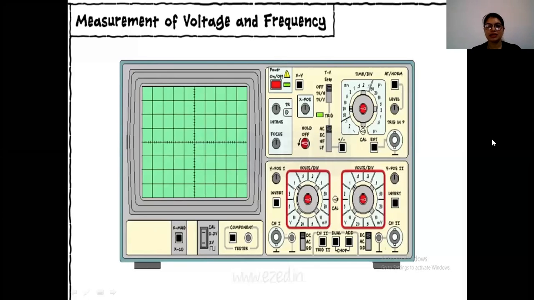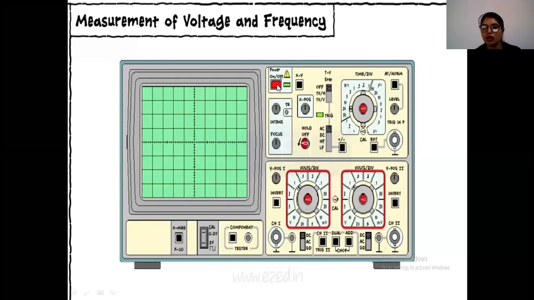As in the last lecture, we have discussed the function of CRO and the function of CRT. Today we will discuss the measurement of voltage, frequency and time. So this is how a CRO looks. First of all, I will give you a brief introduction to this CRO.